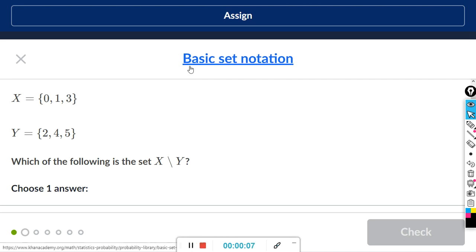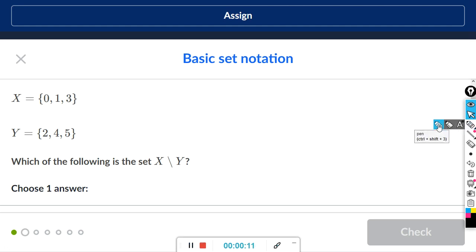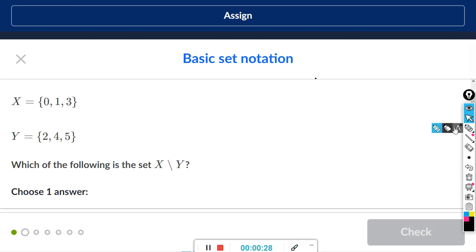This will be for the con assignment, basic set notation. Okay, so we have the values in X, and we have the values in Y. All right, and let me see here. So they want to know which of the following is the set that is in X and not in Y.